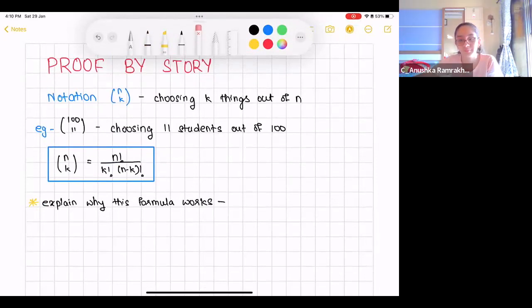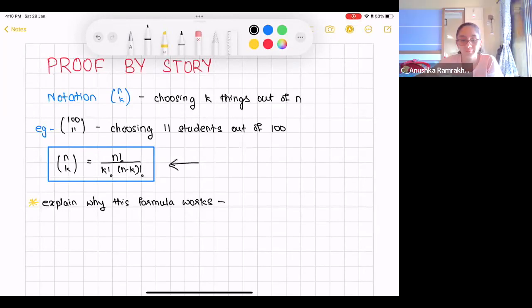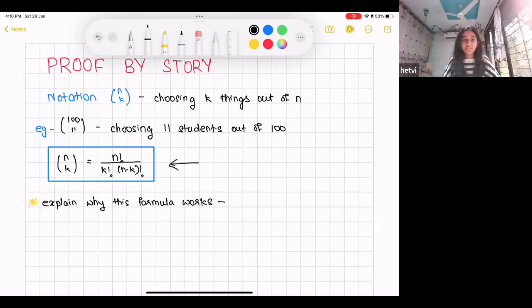Okay. Now, if you've done this in the camp, you know that this is the formula. N factorial upon K factorial into N minus K factorial. Okay, can someone explain to me why this formula works? Can I explain it using an example? Yeah, sure. Go ahead. I'll just figure out why the screen stopped.